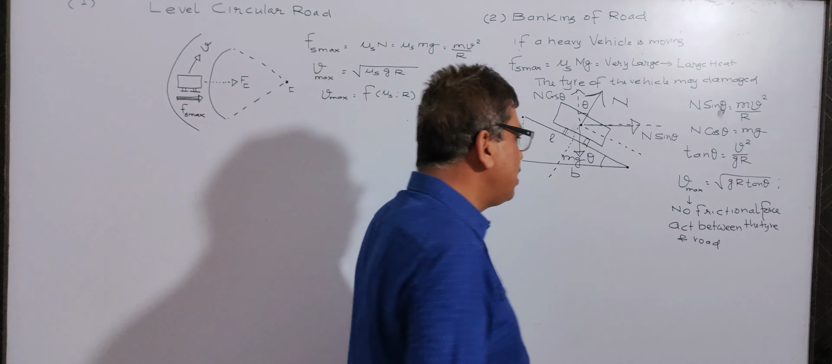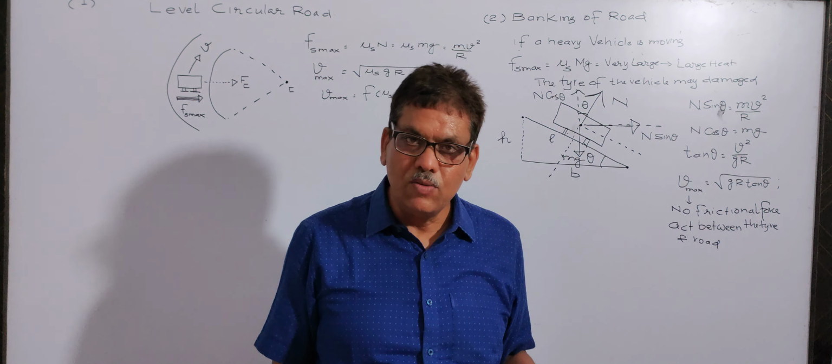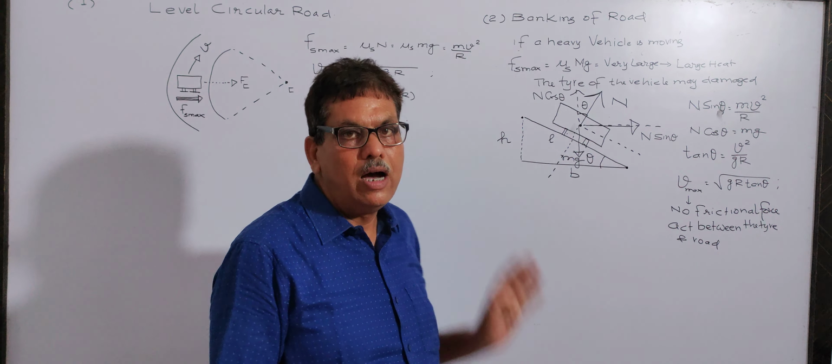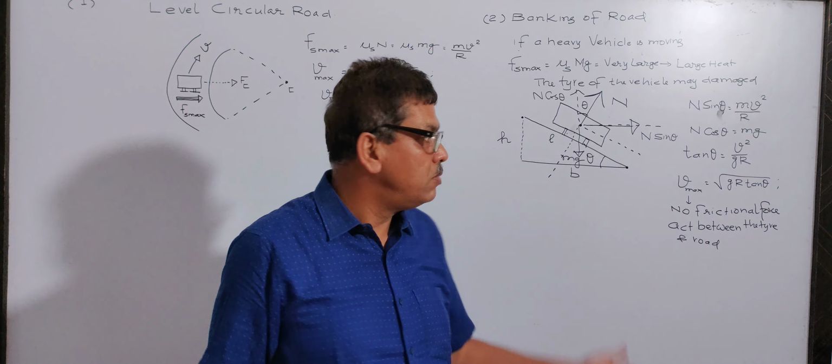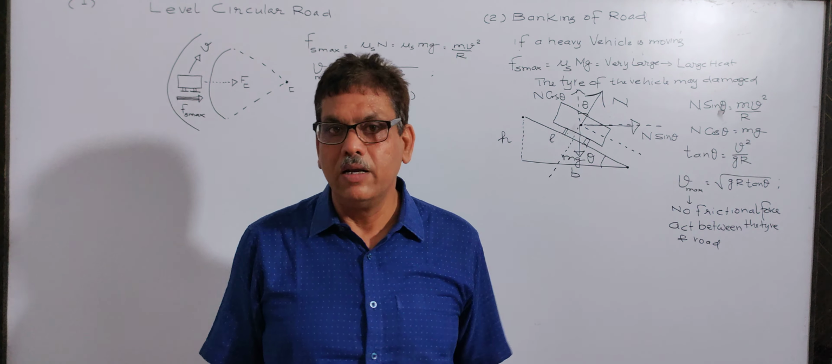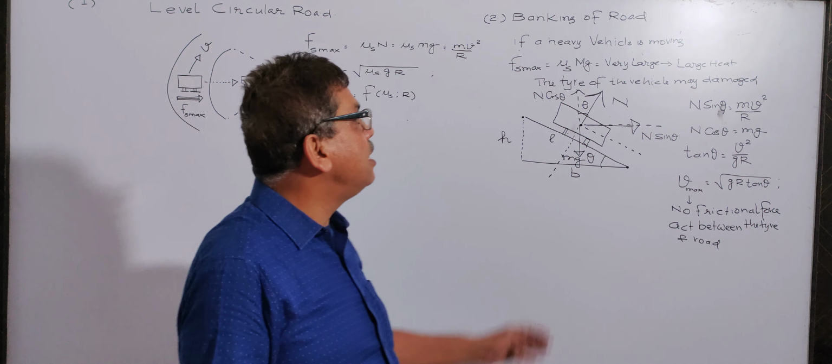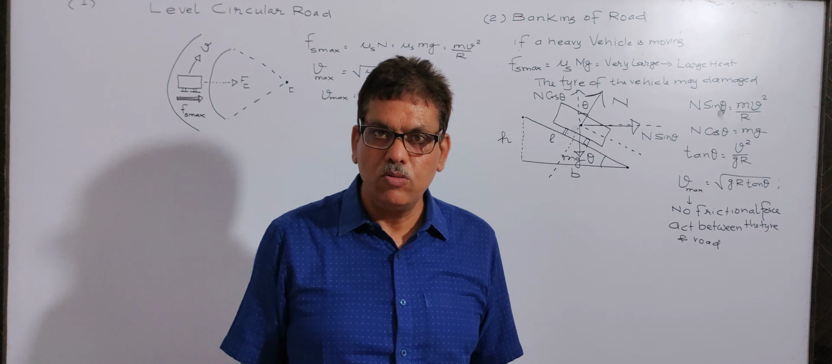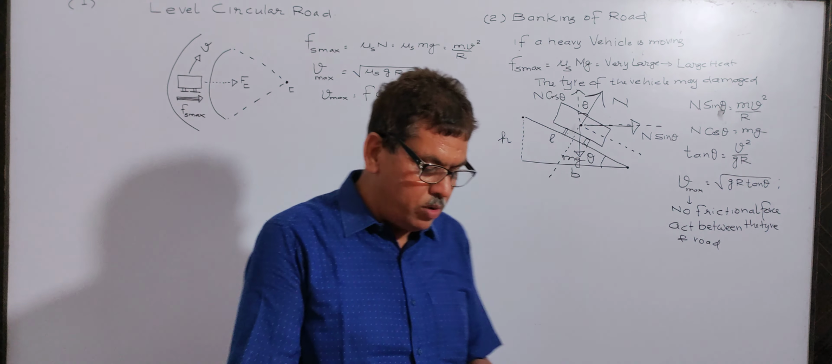Now if the speed is increased from root under g r tan theta, then what will happen? The vehicle will have a tendency to skid outward, and the friction force in that case acts on the tire and the road towards the inner point of the road. So the friction force also comes into the picture. So let us see, if friction also acts on the banked road, what should be the maximum speed of the vehicle and what should be the minimum speed of the vehicle.